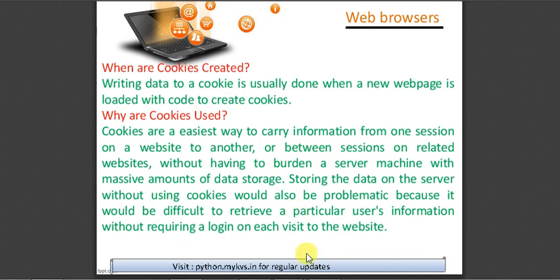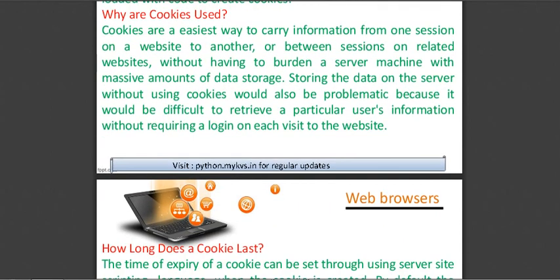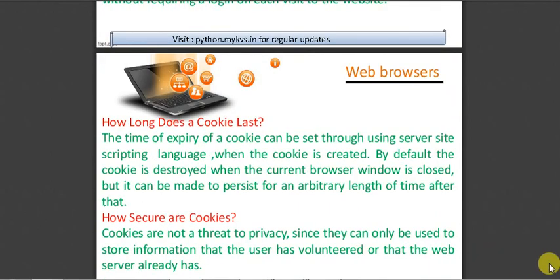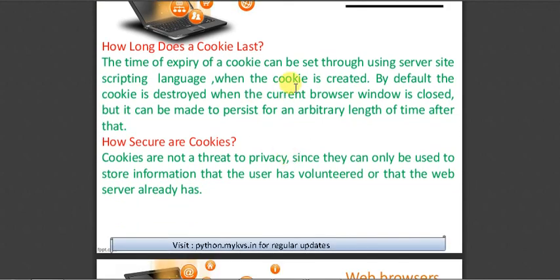Okay, that is the thing. So let us come to that. After cookies, let us come to that. How long does a cookie last? The time of expiry of a cookie can be set using a server side scripting language when the cookie is created. Maybe it is 2 hours, maybe 3 hours, maybe 2 days, 3 days, whatsoever it may be.